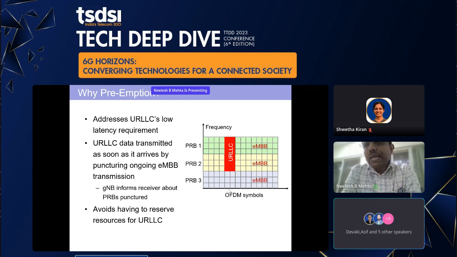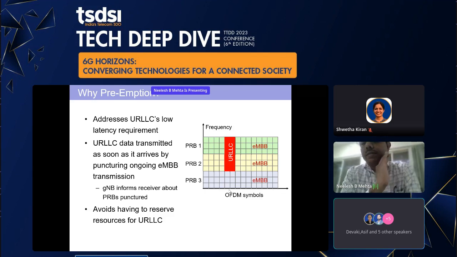And of course, if you preempt traffic, for example, in this figure, you can see that the URLLC packet is essentially occupying two OFDM symbols in time and two physical resource blocks, or PRBs, in the frequency domain. So it's essentially hurting two EMBB PRBs. So the base station will inform the EMBB users, hey, I've used these OFDM symbols, so please don't try to decode this. Just treat them as erasures.